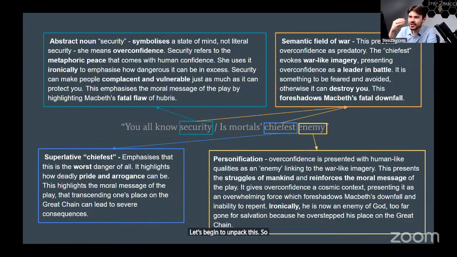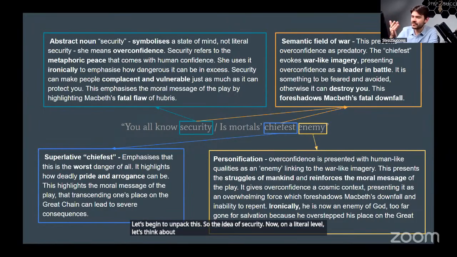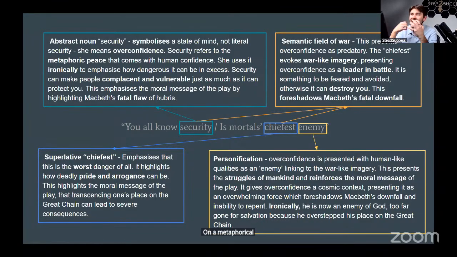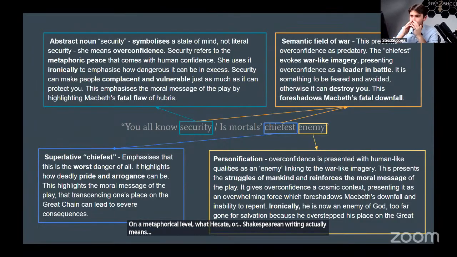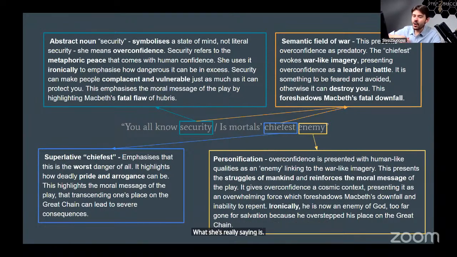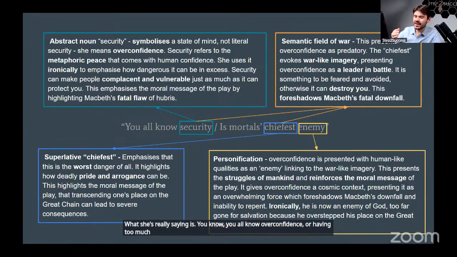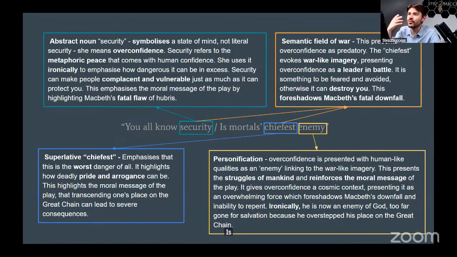So the idea of security. Now, on a literal level, let's think about our perceptive answers. Security is safety. It's something where you feel safe. But on a metaphorical level, what Hecate, or Shakespearean writing, actually means is a state of mind. What she's really saying is, you all know overconfidence, or having too much confidence, is what's going to bring downfall. That's what this sentence translates to.